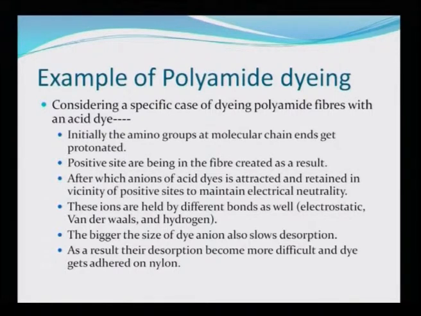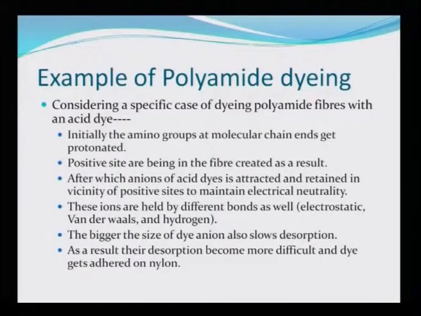So, the whole process is, suppose there is an acid dye, the first thing that happens in the system is that the amino end of the nylon gets protonated. Once that is protonated, it creates a positive site in the fiber, to which the anion of the acid, that is the COO minus group or the sulfonic acid SO3 minus group anion, will then go very close. Now, here is a positive charge, here is a negative charge. Because of the electrostatic attraction, they will be there. That will also create electrical neutrality, otherwise the system will be either acidic or basic.